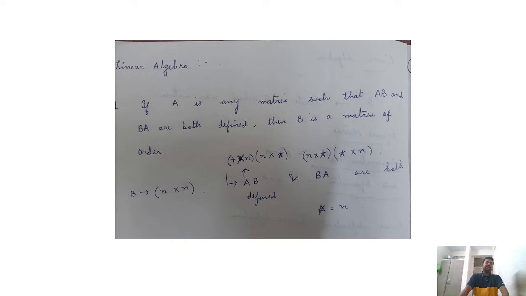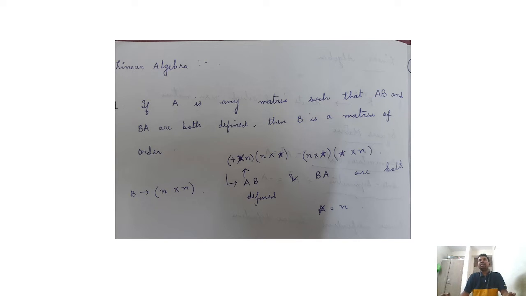So let us consider the first problem. It's a very simple problem, and the idea comes from the concept of matrix multiplication. The question is, A is any matrix. The size of the matrix is not given to us, but it is clearly mentioned that for the matrices A and B, the multiplications AB and BA are both defined.